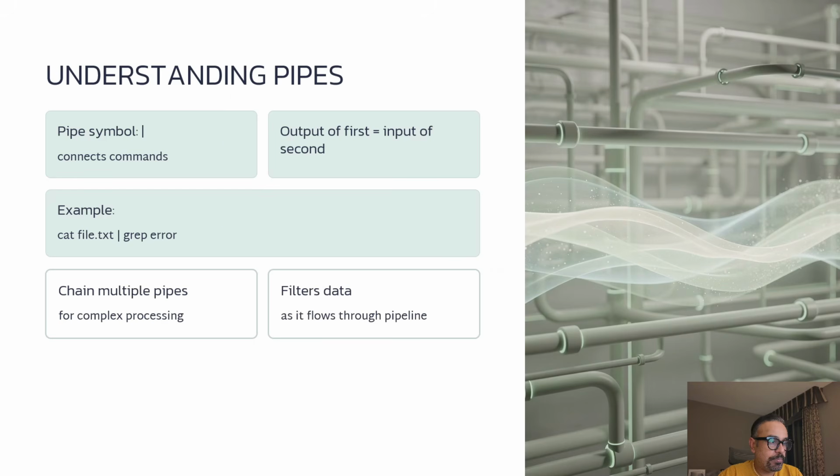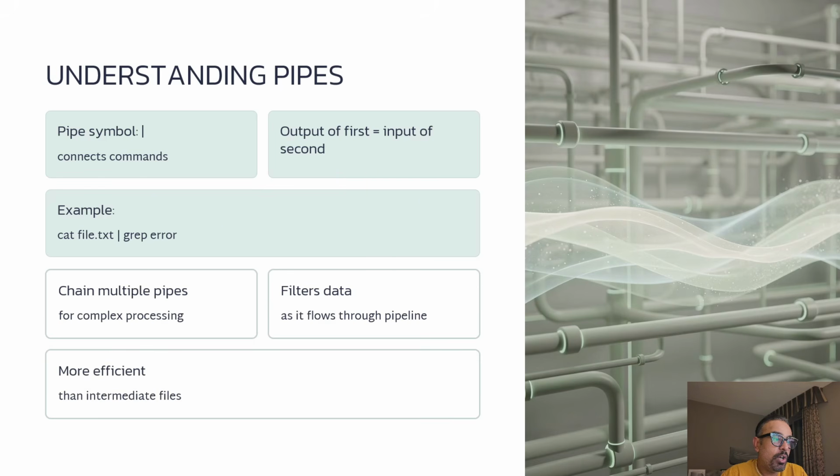Now, pipe filters data as it flows through the pipeline. Each command processes the stream and passes it along to the next one, creating efficient data transformation without storing intermediate results. This is more efficient than creating intermediate files. So instead of saving output to a temporary file and reading it again, pipe streams data directly between the commands in memory. So if I say cat log, it is not going to create a file for us. Instead of creating the file, we are removing the hassle and directly giving the output as a stream to the other command.